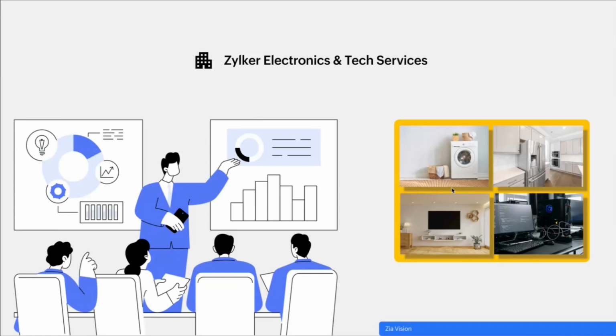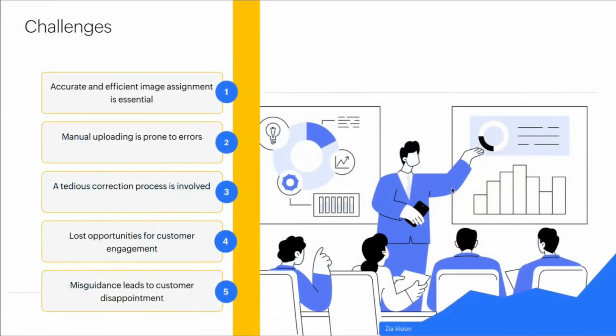Last but not the least, let's now dive deeper into one of Zia's most exciting features that significantly improves data management and accessibility: Zia Vision. For a diversified electronics and technology company like Zilker, dealing with consumer electronics, home appliances, IT solutions, and services, it's of prime importance to maintain proper images for products.